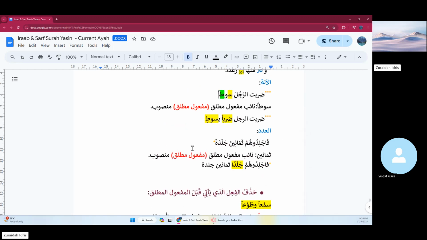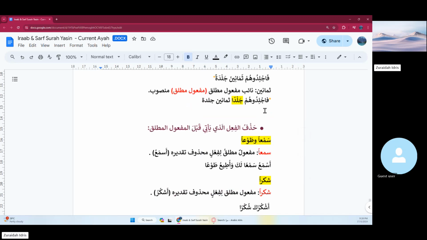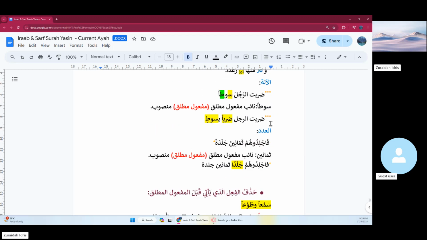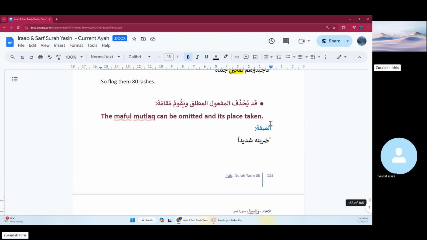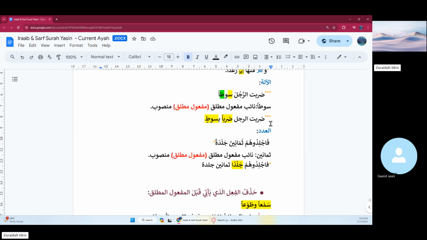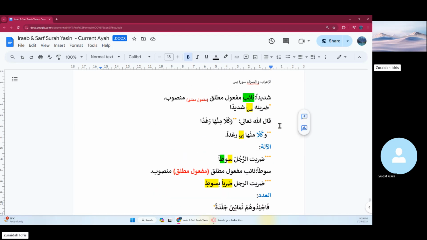So the original sentence was something like this. Then here al-adad, we saw it already. It would have been fajlidu-hum jaldan, then thamanina jalda. 80 lashes. So these are the ways that you can replace a maf'ul mutlaq, as a sifa and as the number. This is another example of a sifa. When you say akalan raghadan, it means, how do you say, luxurious.